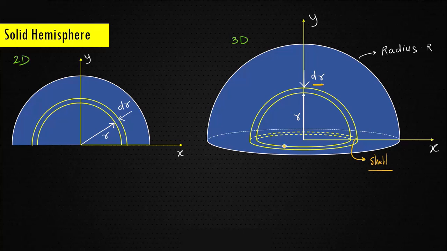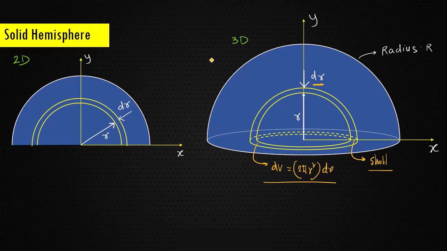Once dr is very small, now I have to take this volume. What is the elemental volume and how do we calculate it? That volume is basically the surface area multiplied by dr. What is the surface area? 2 pi r square. So 2 pi small r square into dr. That is the formula for the volume.